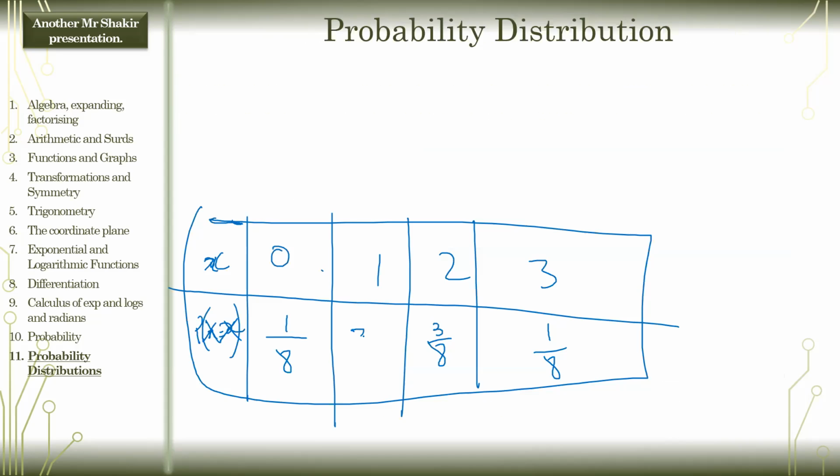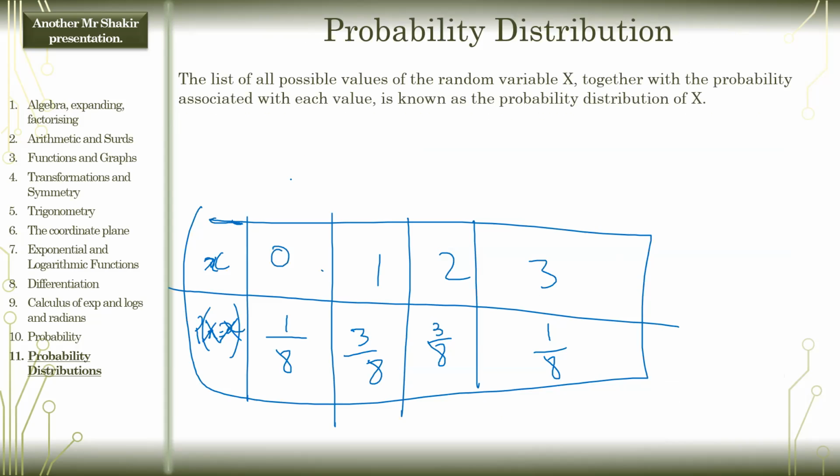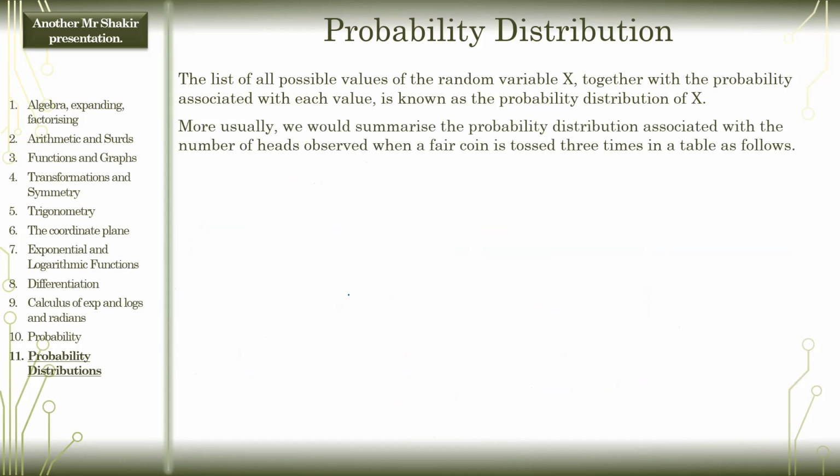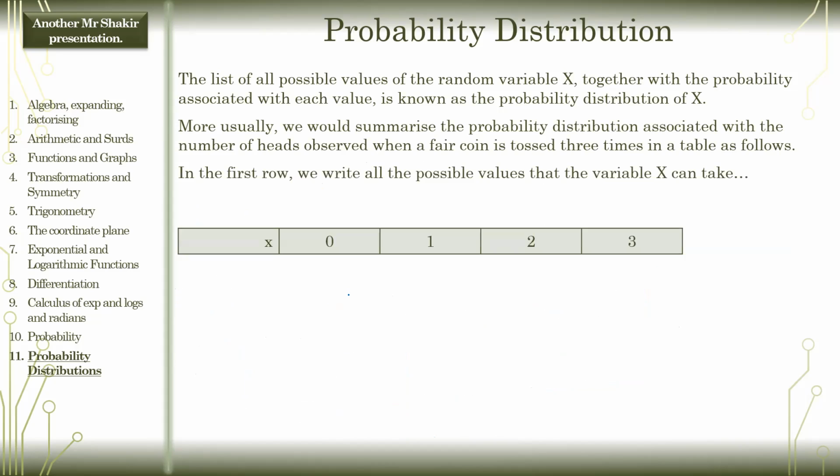So 0, 1, 2, 3, with probabilities 1/8, 3/8, 3/8, 1/8. And this is known as the probability distribution of x. It's the outcomes with the probability associated with each outcome in a table. We summarize it in a table. In the first row, we write all the possible values that the variable x can take. X can take the values 0, 1, 2, and 3. How many heads are you going to get if you flip a coin 3 times? 0 heads, 1 head, 2 heads, or 3 heads. x can take those values.